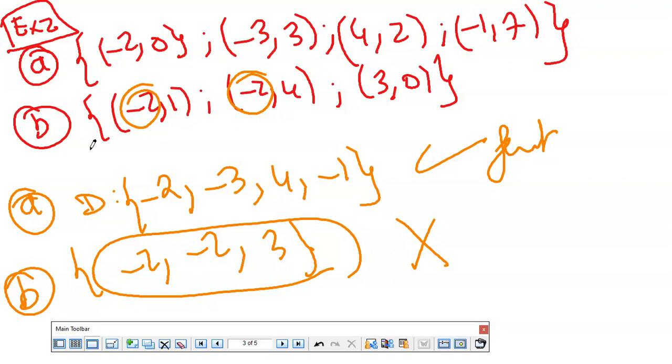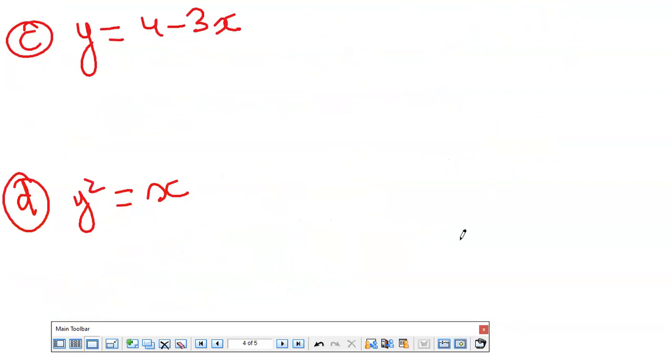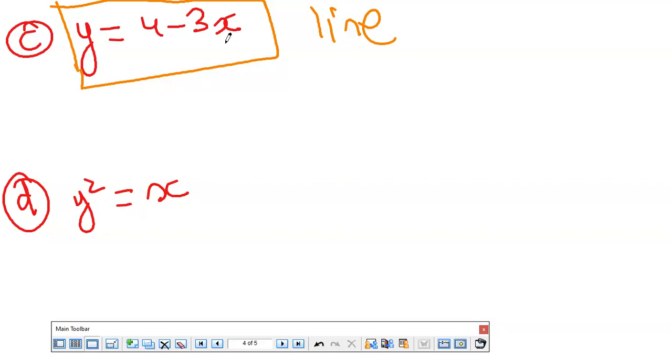Also, we can have a given equation. I can give you an equation and ask you, does this equation represent a function? Let's look at the first one. It's an equation of a line, and for each x, I'm going to have exactly one y. If I replace x by any value, you will have exactly one y. So yes, it's a function, because for each x I have exactly one y, and all the x's have an image.